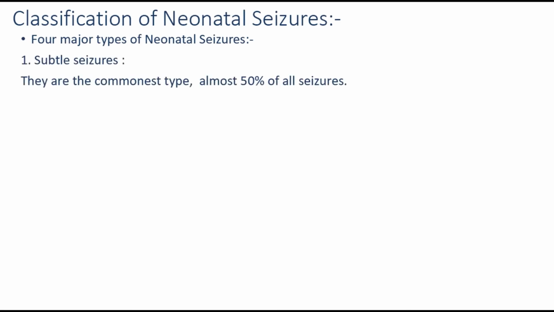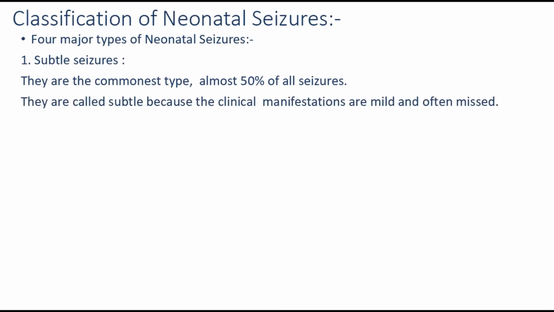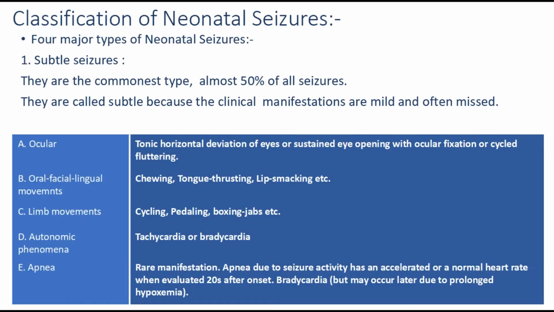Classification of neonatal seizures. There are four major types of neonatal seizures. Subtle seizures are the commonest type, almost 50% of all seizures. They are called subtle because the clinical manifestations are mild and often missed. There are five categories in this.